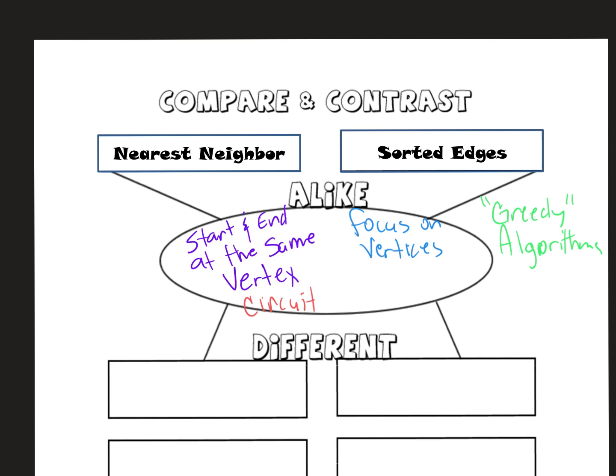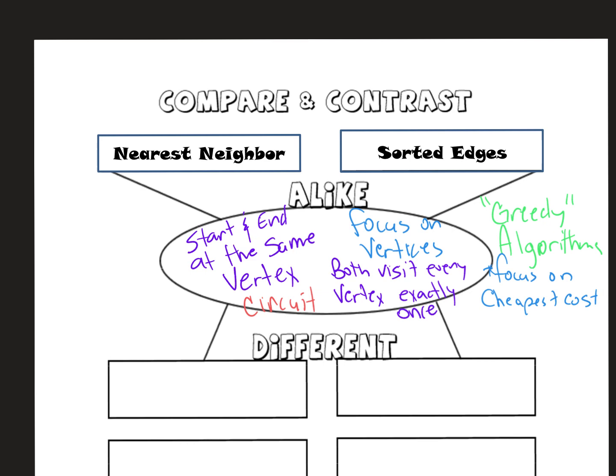Greedy algorithms are focused on the cheapest cost. And they both visit every vertex exactly once. You cannot repeat vertices with either of these algorithms.